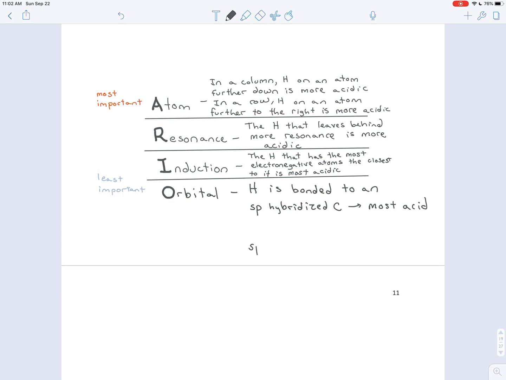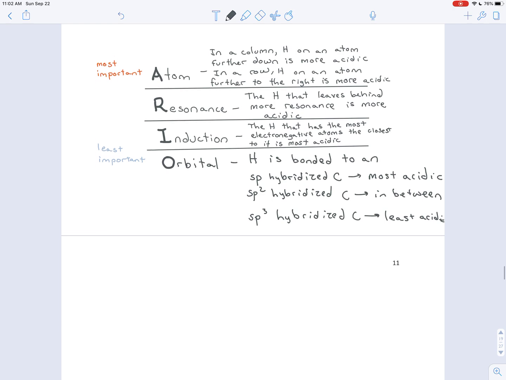And if it's bonded to an sp3 hybridized carbon, it is least acidic. And of course, sp2 would be in the middle there. So an sp2 hybridized carbon would be less acidic than sp, but more acidic than sp3. So it's in between. Okay, so that's the rule.